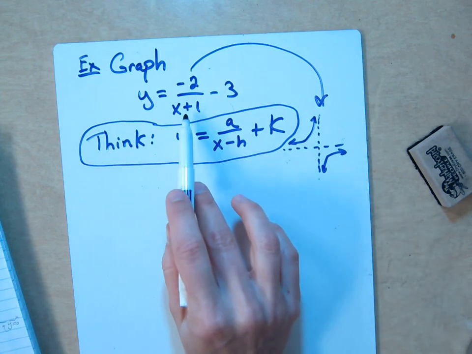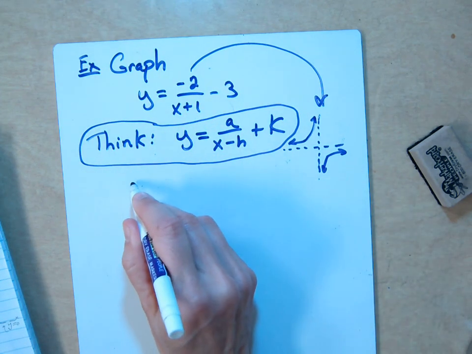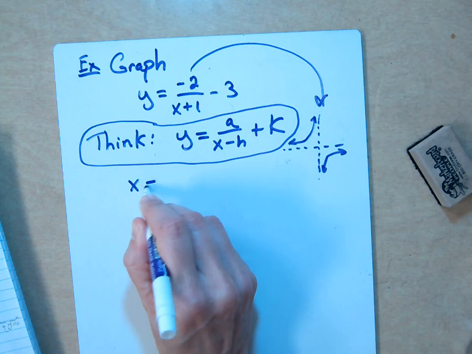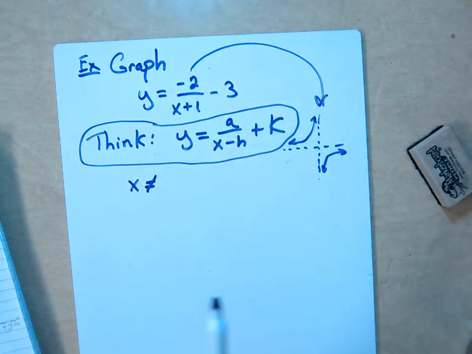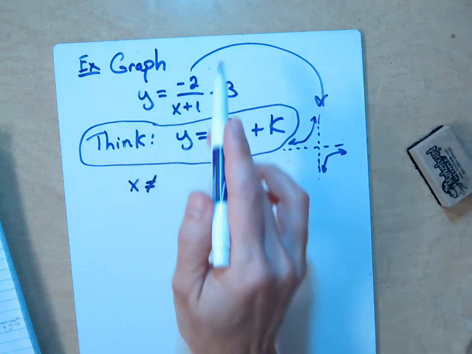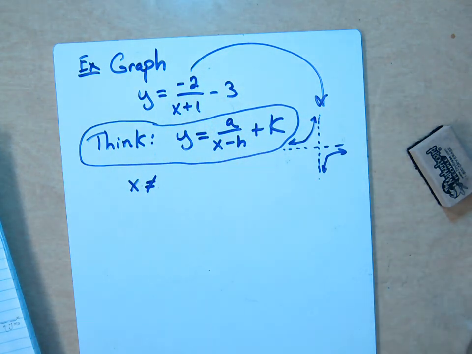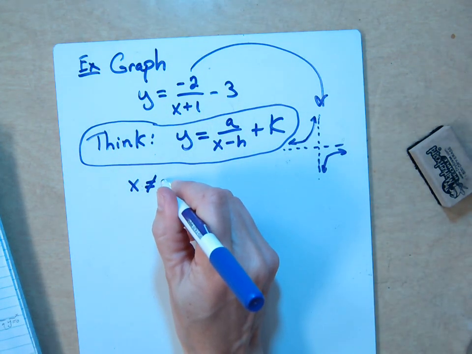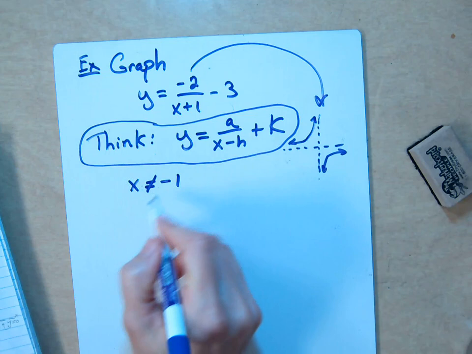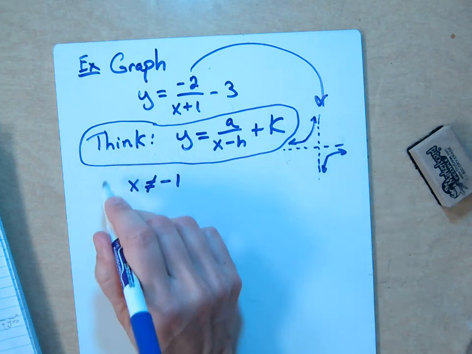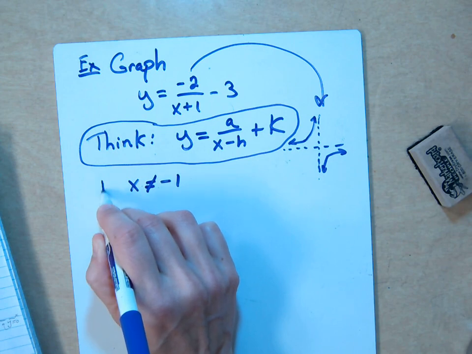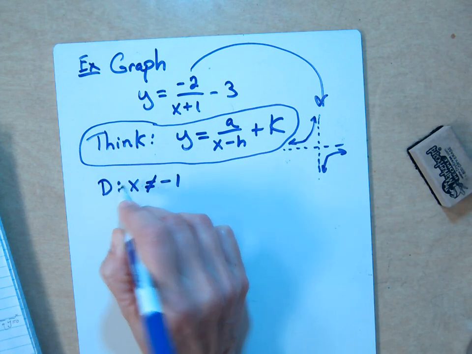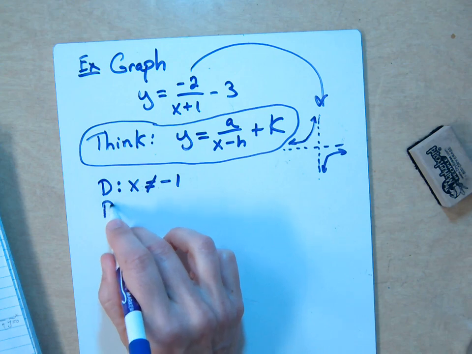And now, what can x not be? Well, let's figure out where the asymptotes are before we graph it, just by looking at this. What can x not be? Look at this example. What would make it blow up? Yes. So there's your asymptote. x cannot equal -1, and in fact, that's the domain. So x cannot be -1. That's actually your domain.